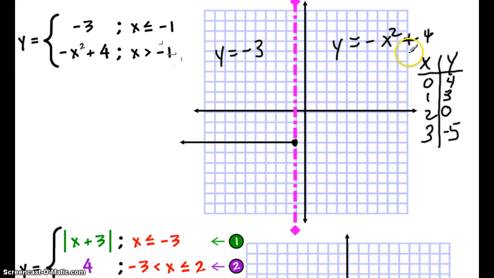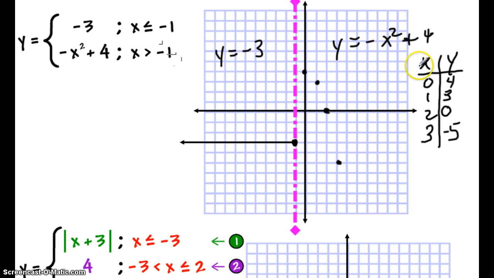And let's graph these points. 0, 4. 1, 3. 2, 0. And then 3, -5.